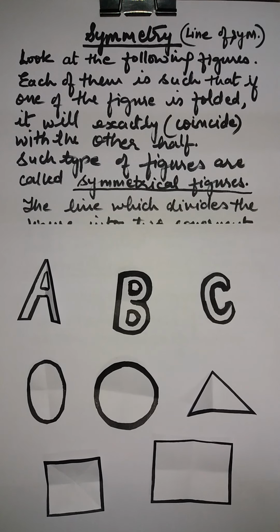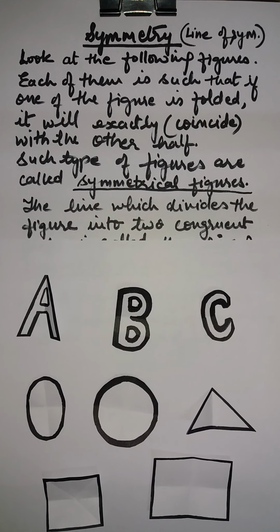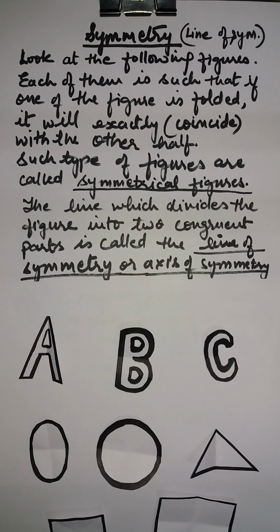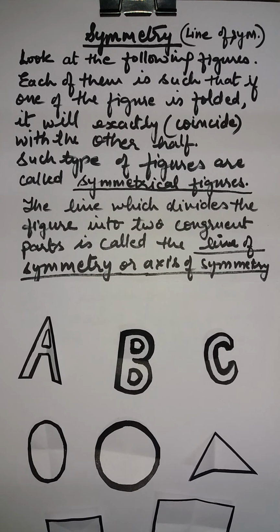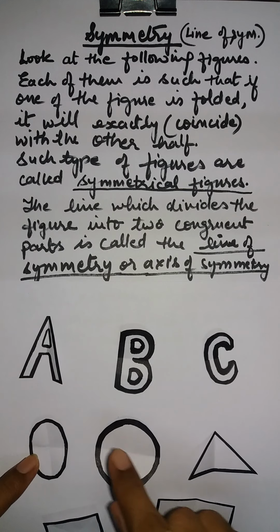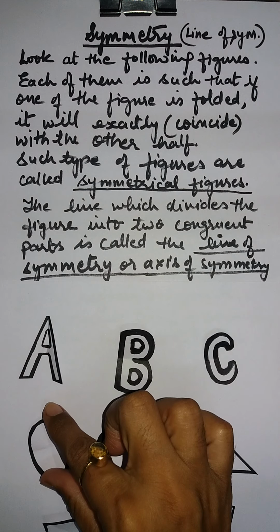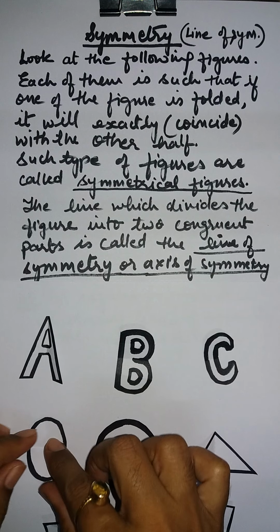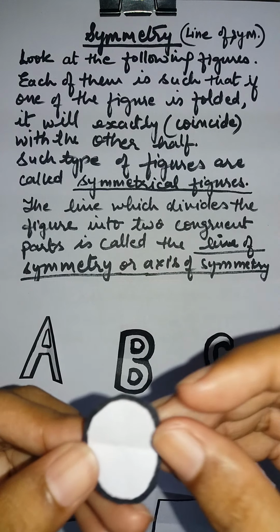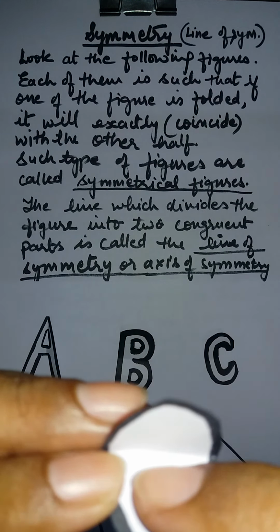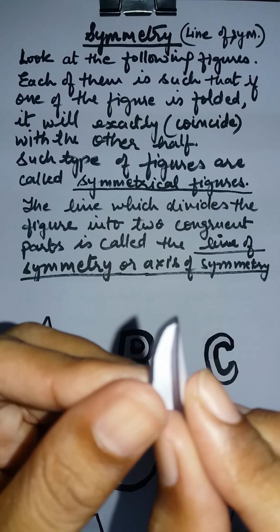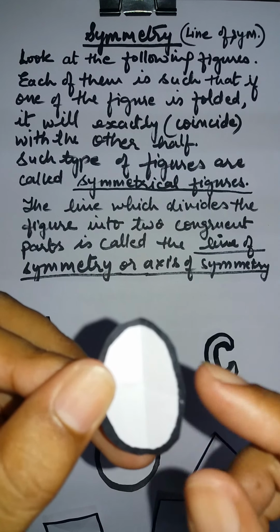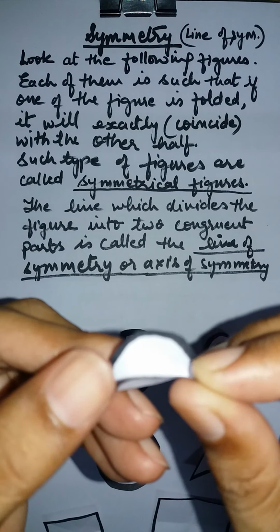And the line which divides the figure into two congruent parts is called the line of symmetry or the axis of symmetry. In this figure, let's see where is the axis of symmetry. If we fold it here, this is the axis of symmetry. And if we fold it like this, so this is the axis of symmetry. So there are two lines of symmetry.